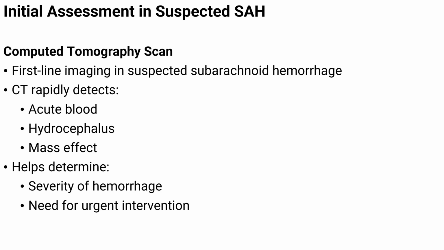Computed tomography is the first-line imaging test in suspected subarachnoid hemorrhage because it quickly identifies acute bleeding within the subarachnoid space, associated hydrocephalus, and surrounding mass effect on brain structures. CT findings also help clinicians judge how severe the hemorrhage is and whether immediate intervention is required, especially when pressure effects or ventricular enlargement suggest a higher risk situation. Findings guide urgent clinical management decisions.